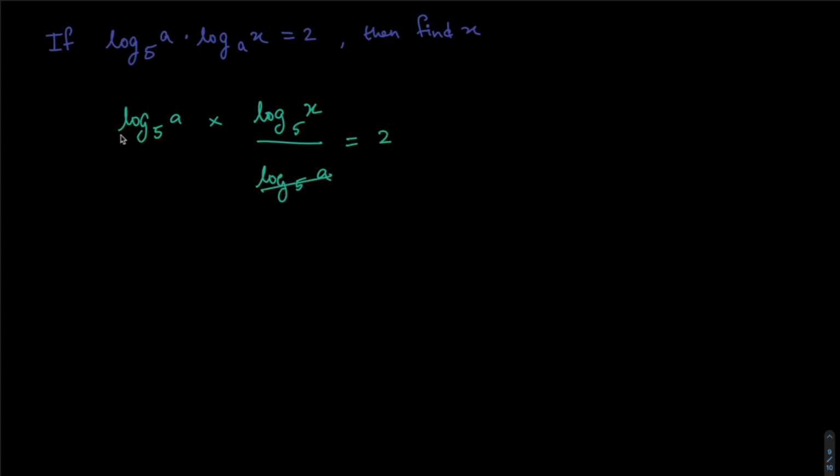So now this and this cancel. So I'm going to be left with log base 5x is equal to 2. 5 squared is equal to x, and x is equal to 25, right? So this was the final question. And again, it was a direct use of the property that we learned, right? It was nothing out of the box. We just need to be aware of the properties, right?